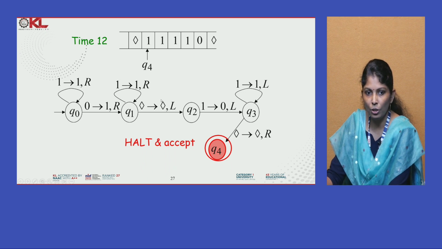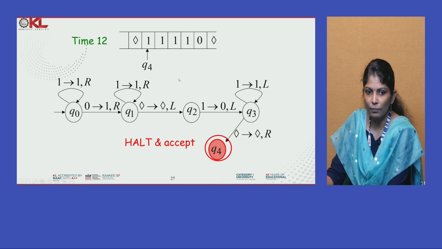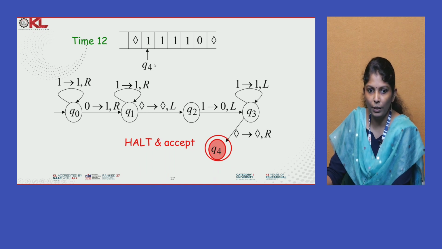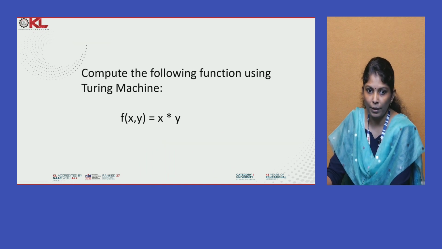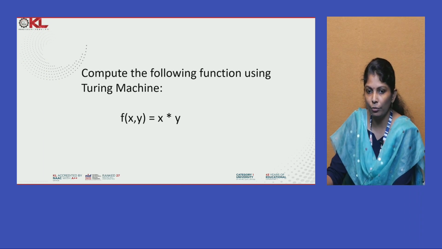Then we reach the final state, which is the acceptance state, and the machine halts there. So the answer is ready on the memory. This is how this addition function works, x plus y. Then how can we do the multiplication of two values?